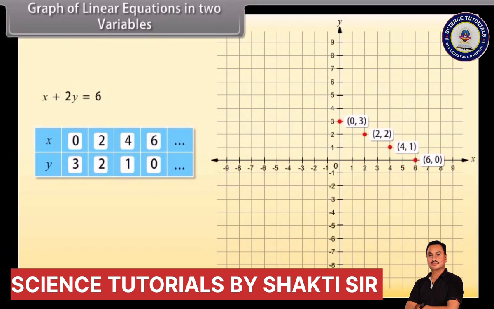Now join any two of these points and obtain a line. Let us join (0, 3) and (4, 1). Call this line AB. We can see that the other two points, (2, 2) and (6, 0), also lie on the line AB. Now pick another point on this line. Let us pick (8, -1). Is this a solution of this equation? Yes, this is, because by substituting the value of x as 8 and y as -1, we get the answer 6. So (8, -1) is a solution.